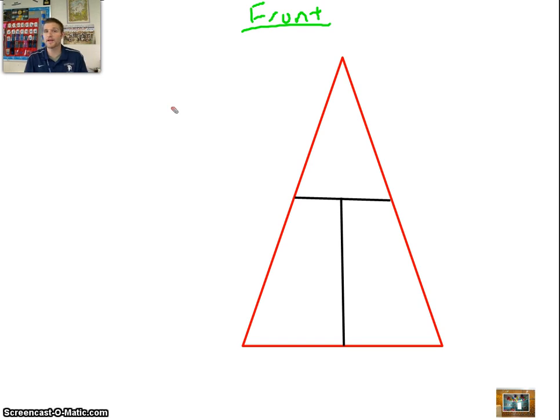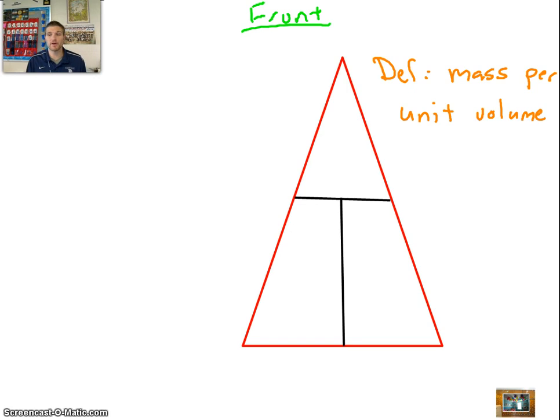Okay, hopefully you're ready. In case you didn't hit pause, I gave you some time. All right, so this is the density triangle. Now density, we should remember the definition of density as mass per unit volume. What that means is how much mass do I have in a specific amount of area. By mass, we mean stuff, anything that's there.